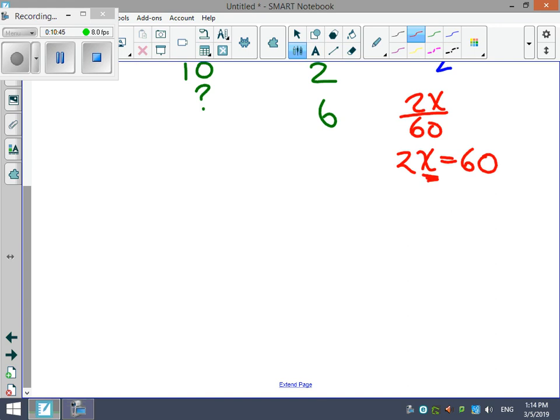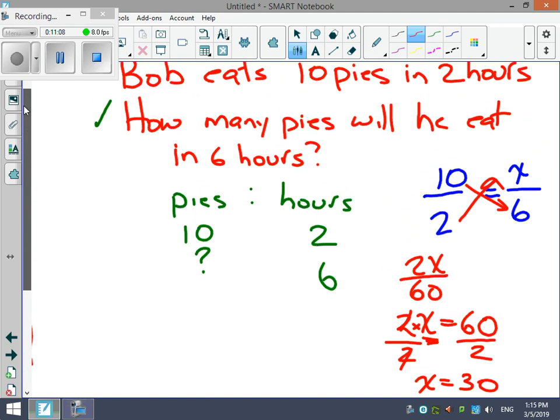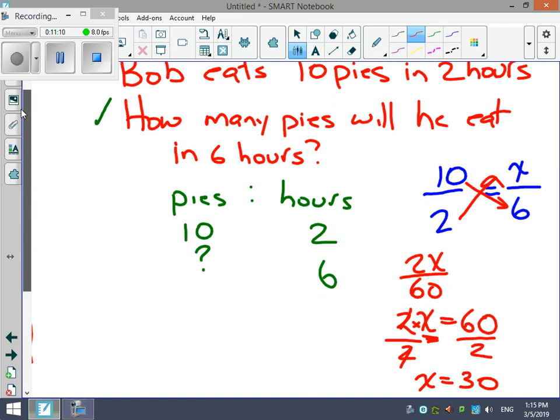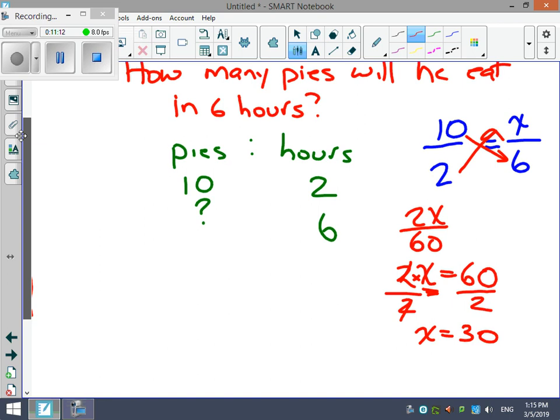In order to do that, I have to get rid of the 2. Remember that 2 is being multiplied by x. So to get rid of it, to isolate for x, we have to do the opposite operation. If we do the opposite operation, we have to do both sides. That's very important. So x would be equal to 60 divided by 2, and that's 30. So in the question, let me move that back up. How many pies would he eat in 6 hours? He would eat 30 pies.